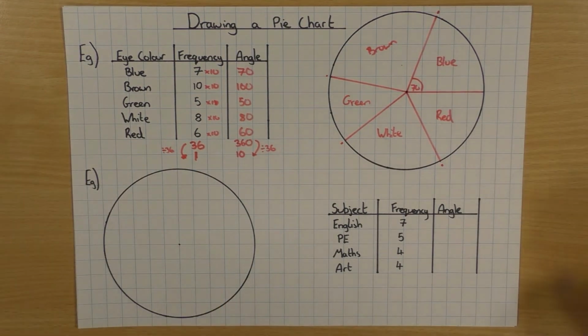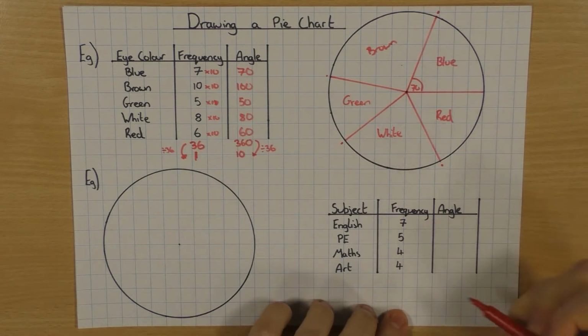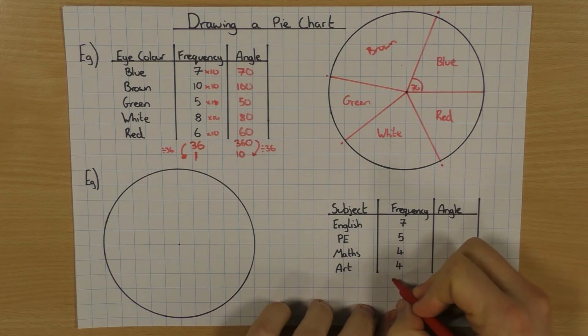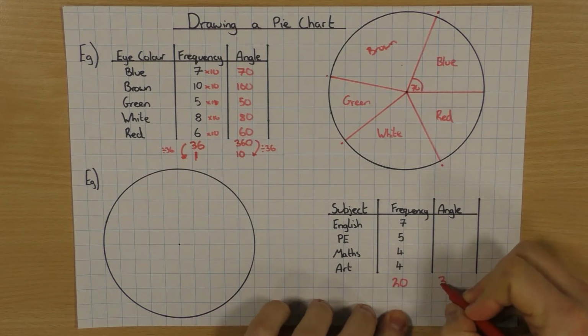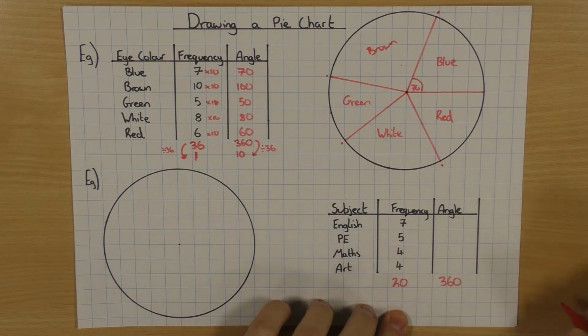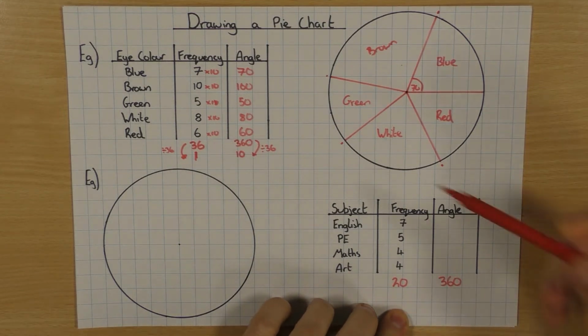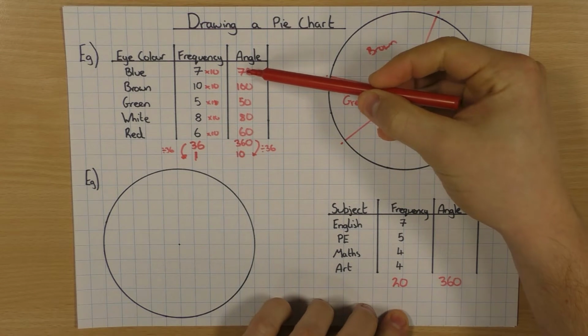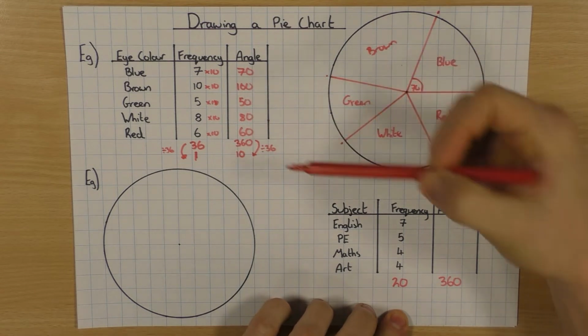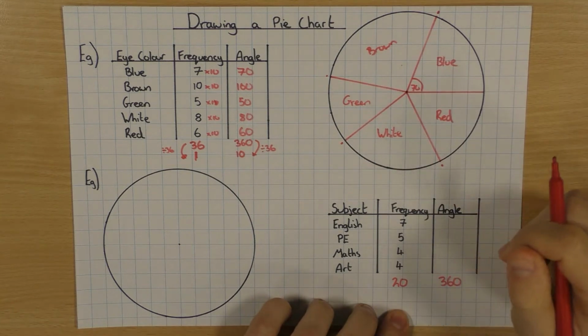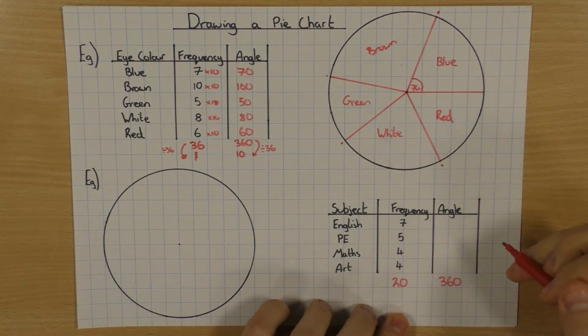So let's have a go at this one here. So again, the same steps. You've got the frequency. First thing to do is add them up to get the total, which in this case is 20. And as always, the angles in a pie chart will always add up to 360. I should say, guys, that's another check that you can do. 70 plus 100 plus 50 plus 80 plus 60, add them all up, it should equal 360. If they don't, you've made a mistake somewhere, so you can use that as a check as well.